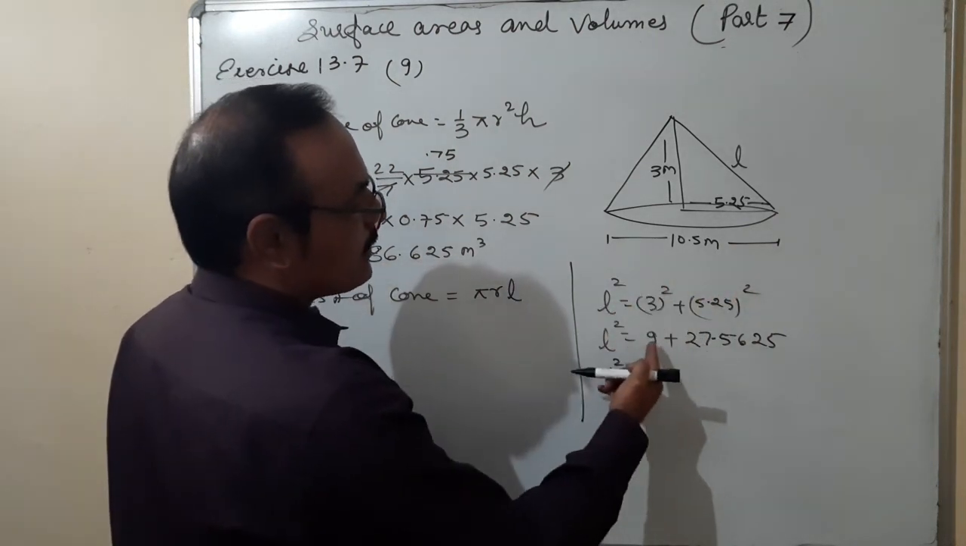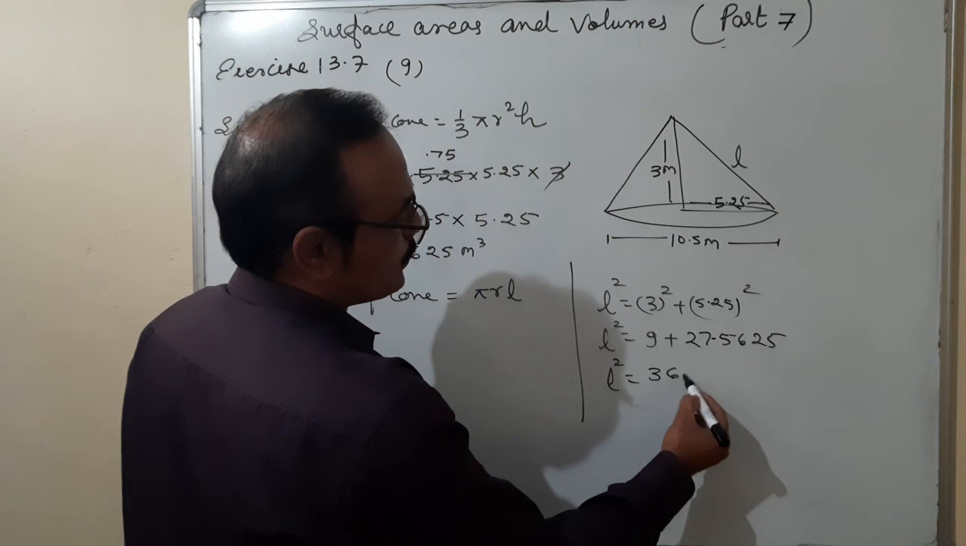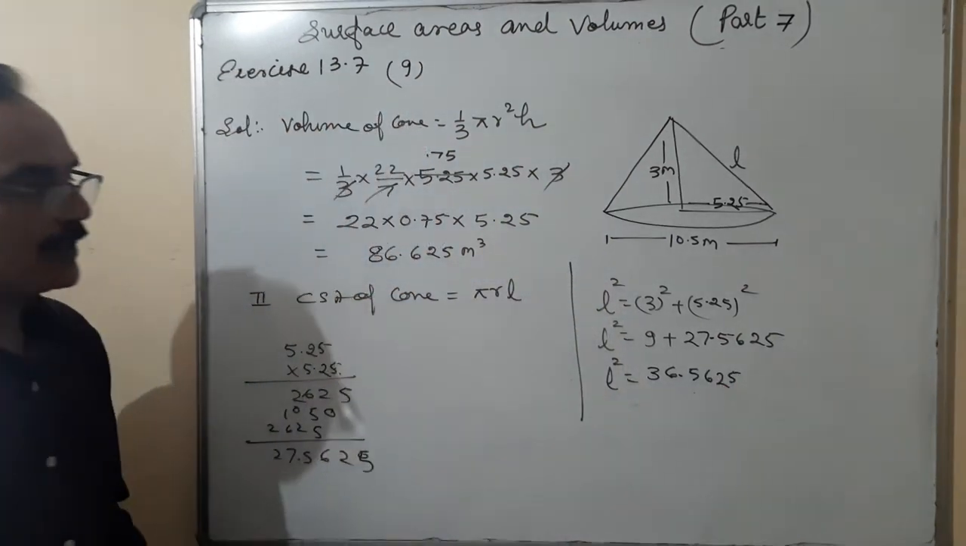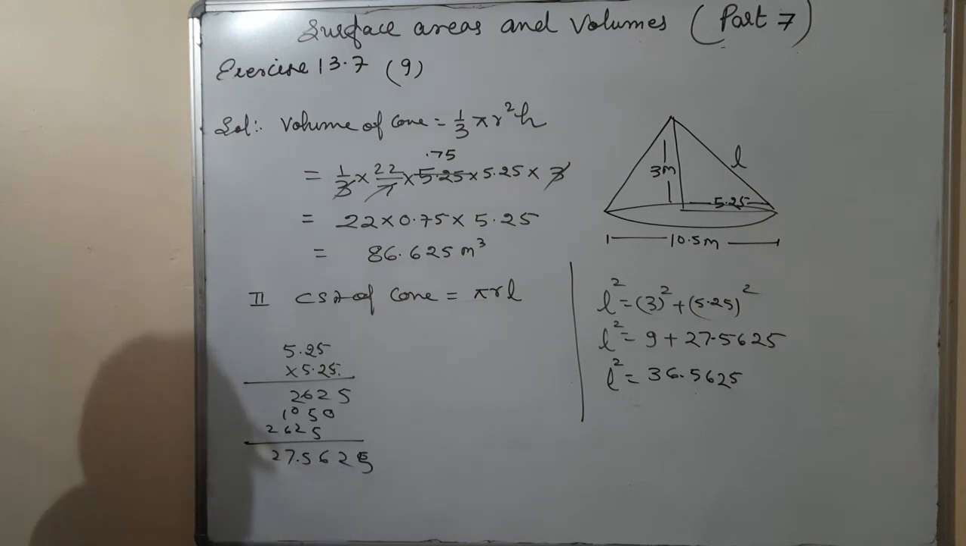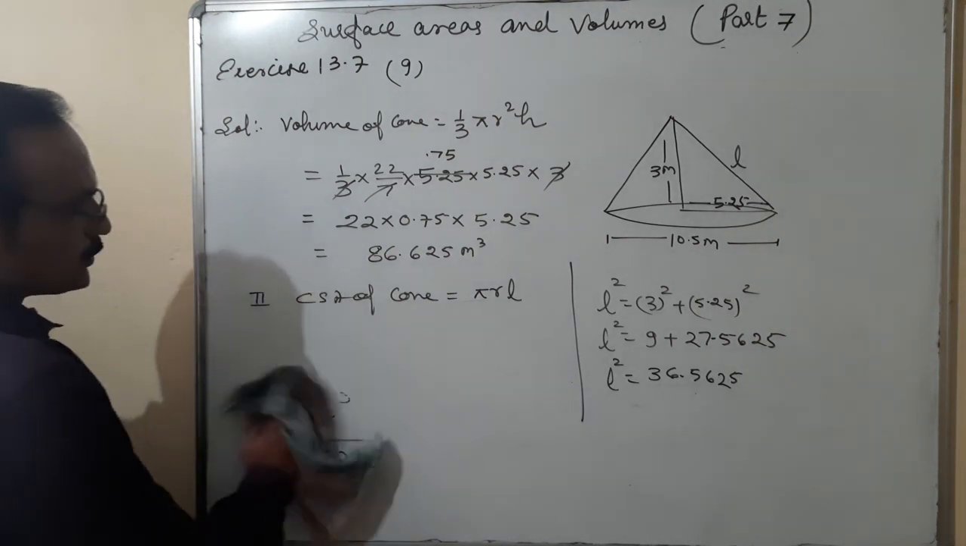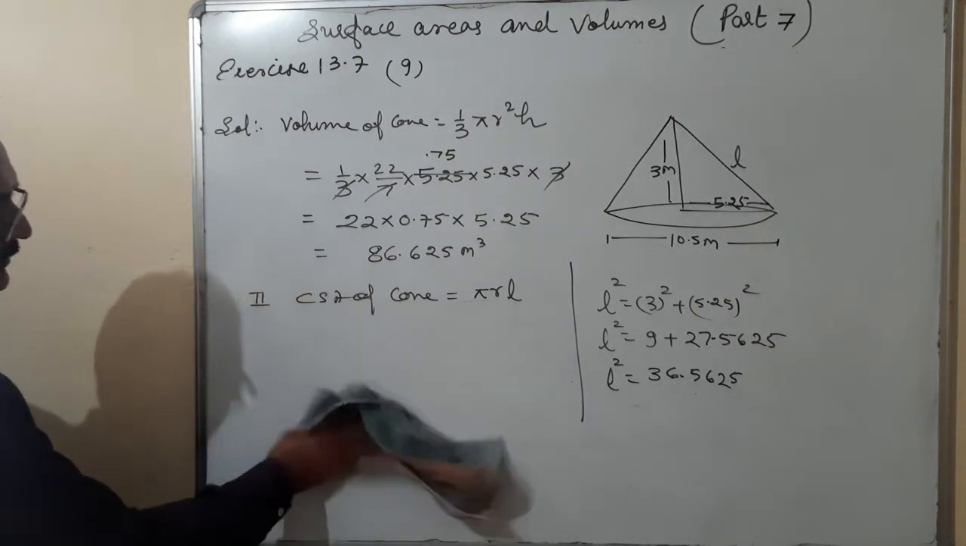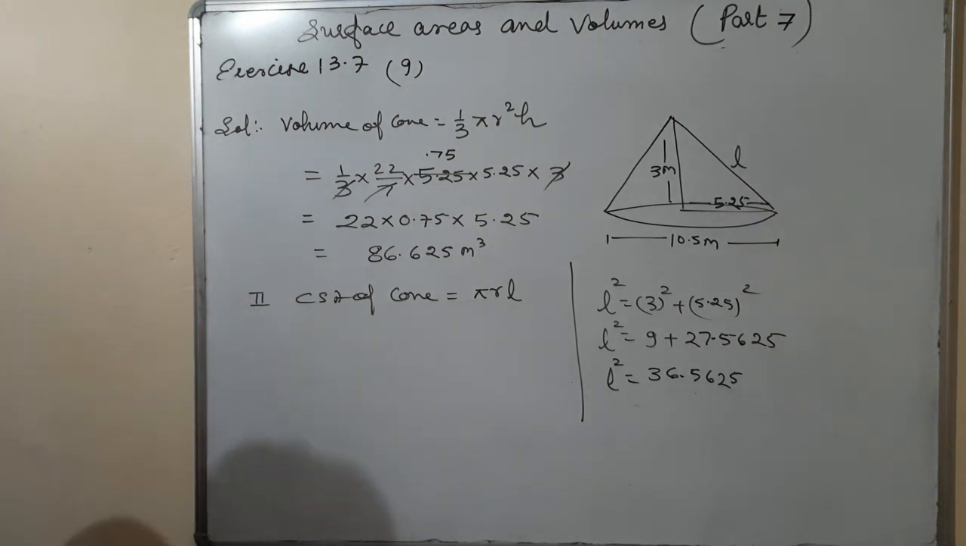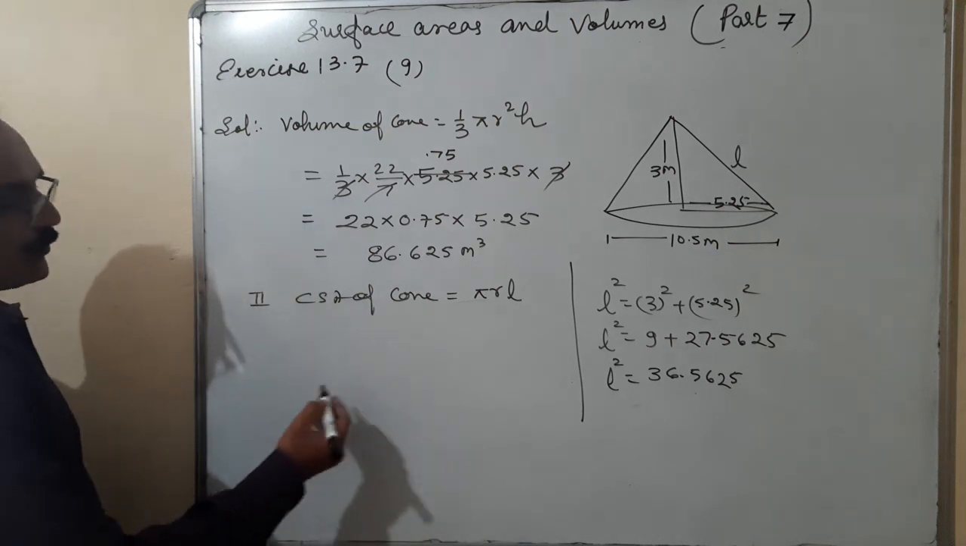So 27 plus 9, 36.5625. Is it okay? 36.5625. So what is the value of L? We'll have to find the square root by long division method. Okay. 36.5625, answer is coming 6 point something. But what is the exact answer?